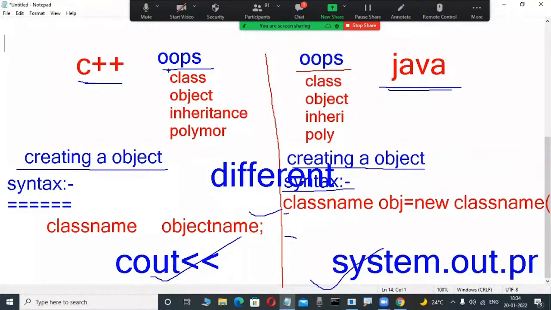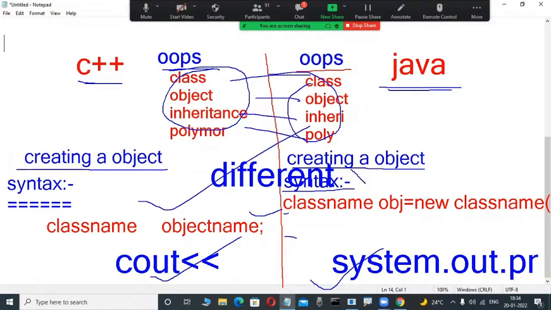But conceptually, some OOP concepts are the same. What is class? What is object? What is inheritance? What is polymorphism? Same. But syntactically totally different. Why? Because those are two different languages, two different products from totally different companies. That's why functions and syntax are different.